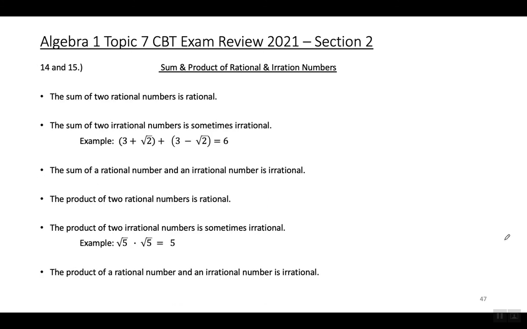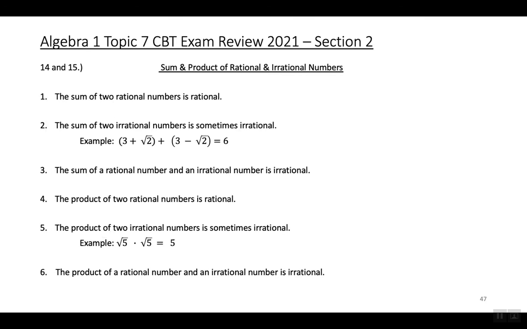All right. So there are two questions on section two that have to do with this. Numbers 14 and 15. There are two questions on section two about the sum and product of rational and irrational numbers. You could use this chart while you're doing the exam. It would be a smart idea, okay?